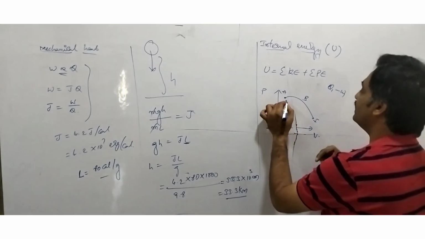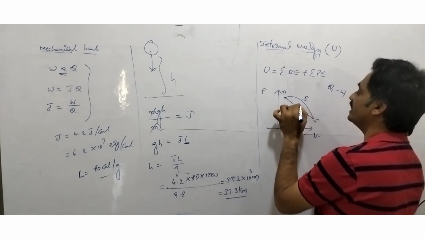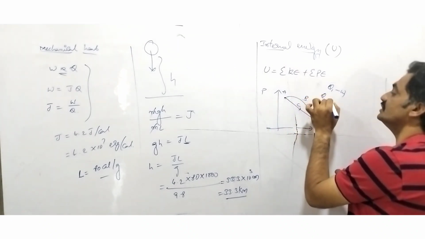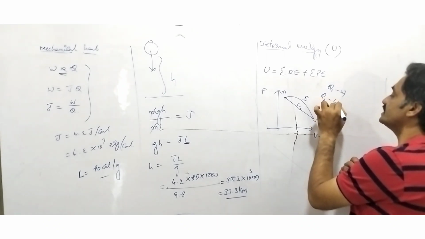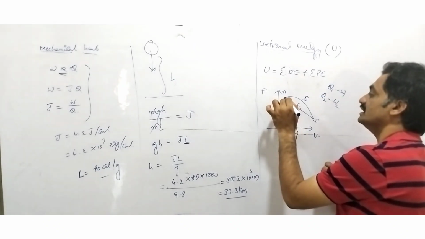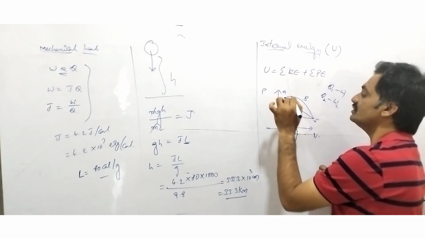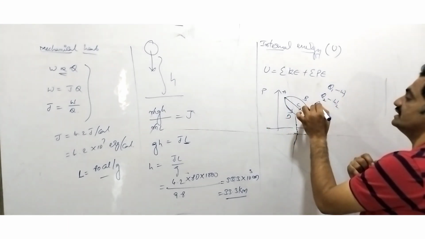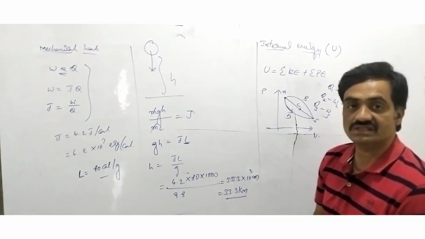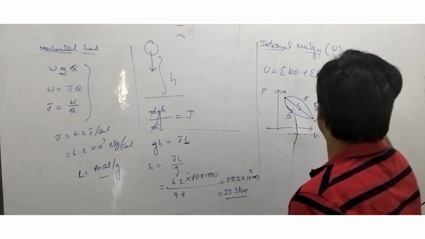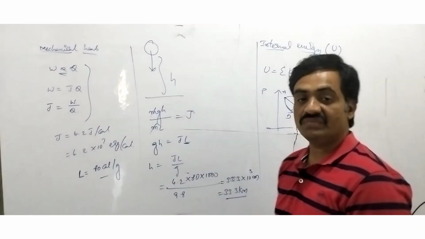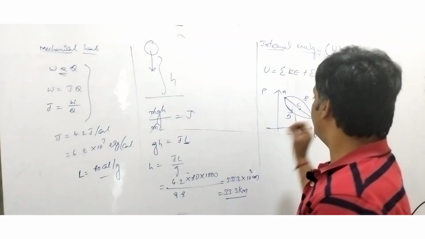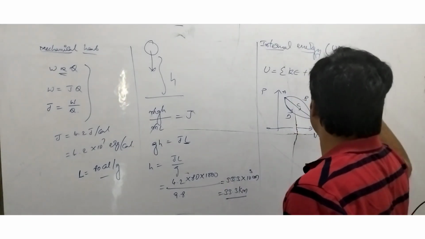Similarly, when we consider the path from A to F along the direction C, the amount of heat absorbed by the system is Q2 and the amount of work done is W2. When the system moves along the path ADF, the heat transferred is Q3 and the work done is W3. As we observe, Q1, Q2 and Q3 are completely different, and W1, W2 and W3 are different work done in this system.